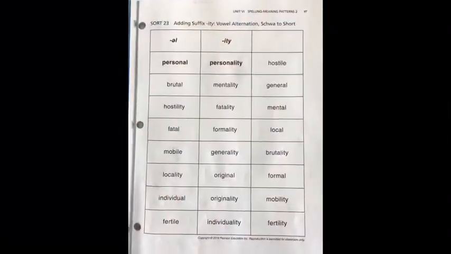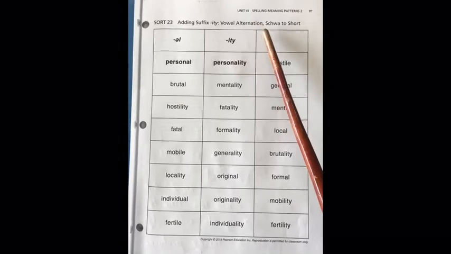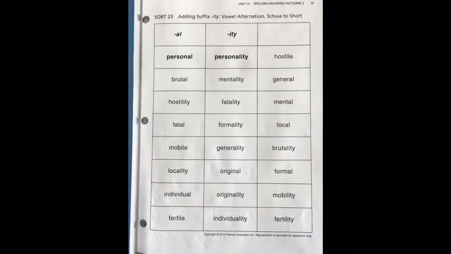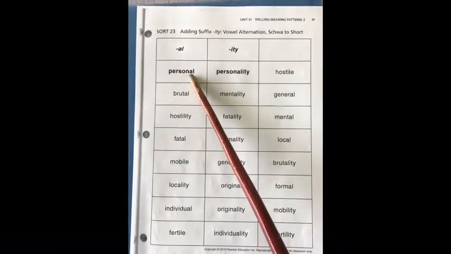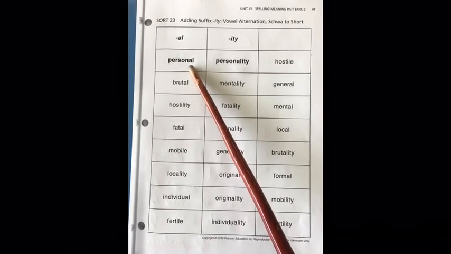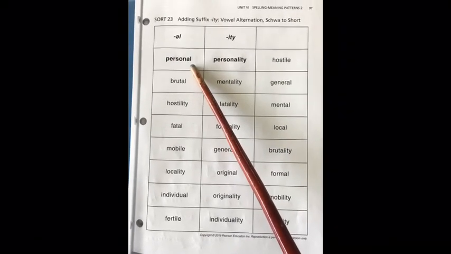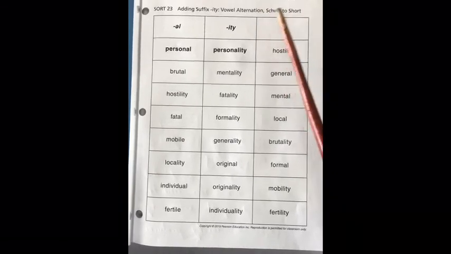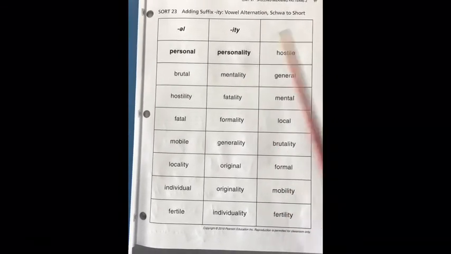Okay, sort 23, adding a suffix ity, vowel alternation to schwa to short sound. You're probably wondering what a schwa sound is. Well, let's find out. A schwa sound, if you look at personal, we don't say person-al, like it doesn't sound like an A, and it doesn't sound like a long person-ale. No, it makes a kind of in-between sound, like personal. That's the schwa sound. And you might see it again in mental, and that's mentality.